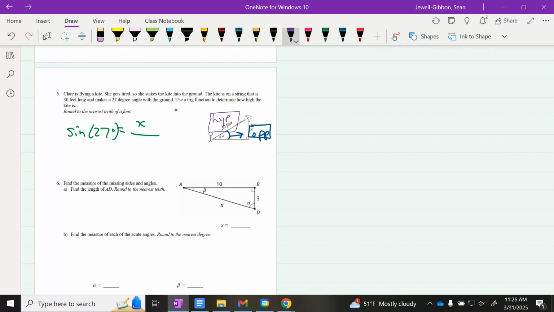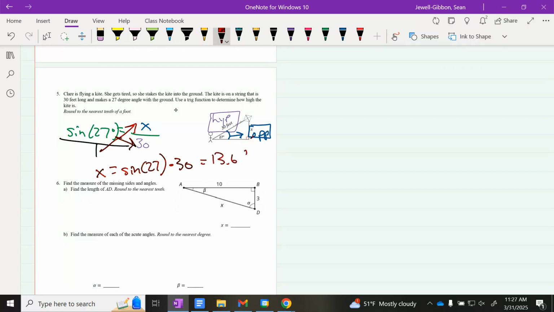I'll change my colors here just to match. Okay, and like always here, we are going to want to turn this into a fraction. So we have a fraction on both sides. We are then going to multiply. So cross multiply, 1 times X is just X. Sine 27 times 30 is sine 27 times 30. And that you're going to punch into your calculator. So once you get your variable all by itself, you know that you are ready to punch this into your calculator and solve, and that is going to give you 13.6 feet. So the answer here is 13.6 feet.